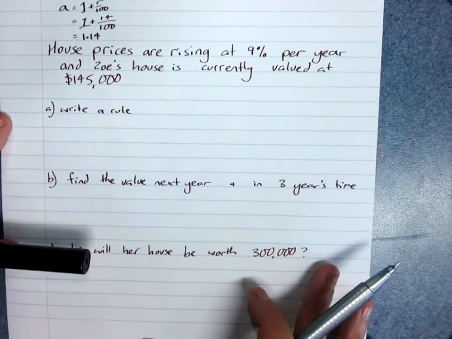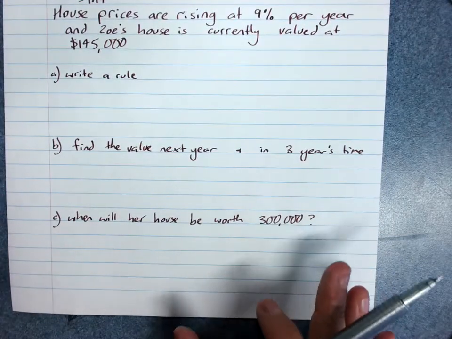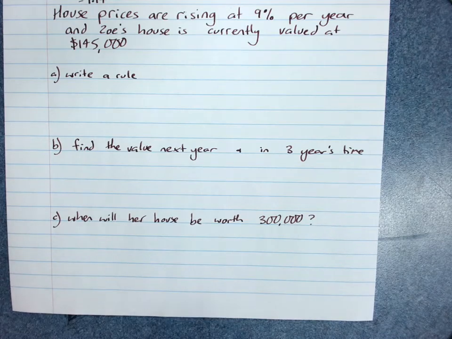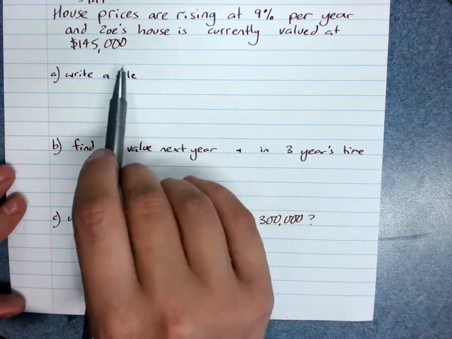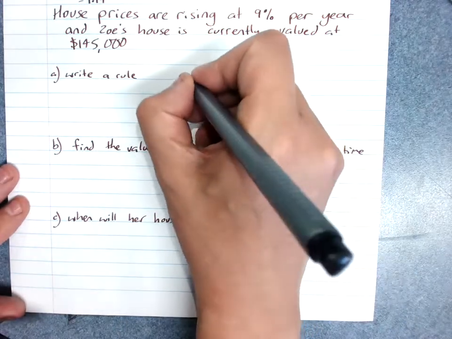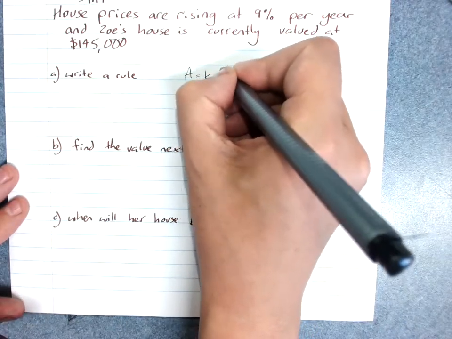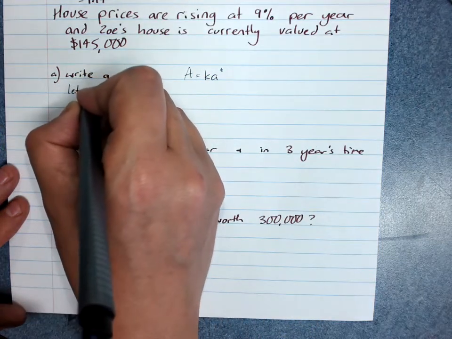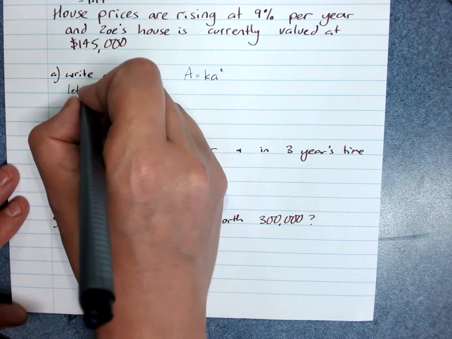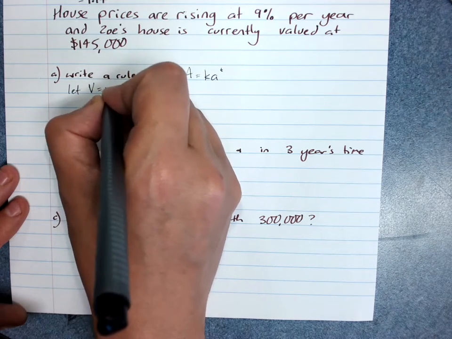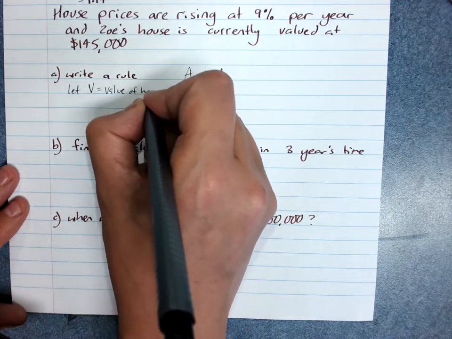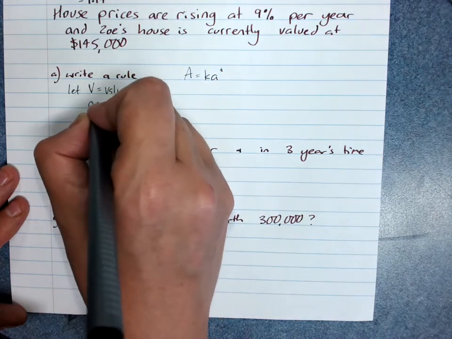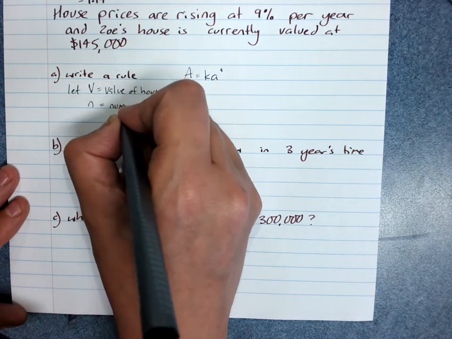So the next question: house prices are rising at 9% per year. Zoe's house is currently valued at $145,000. So to start with, write a rule for the value of Zoe's house. It's increasing. Let's use A equals K a to the power T. They've given the example actually. Let V equal value of house. N equals number of years.